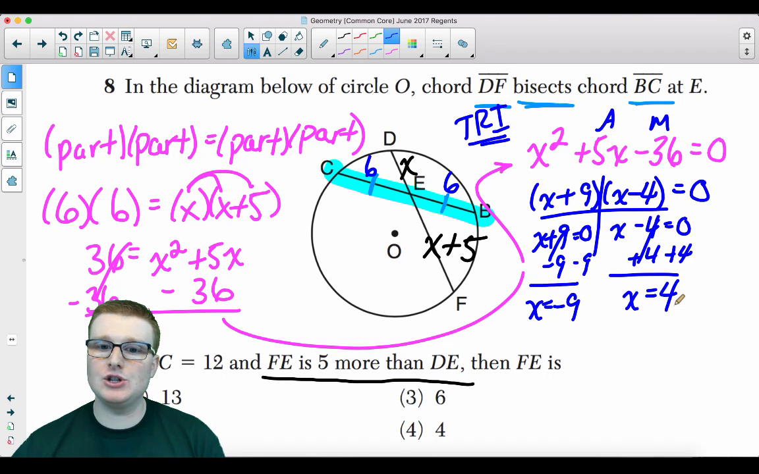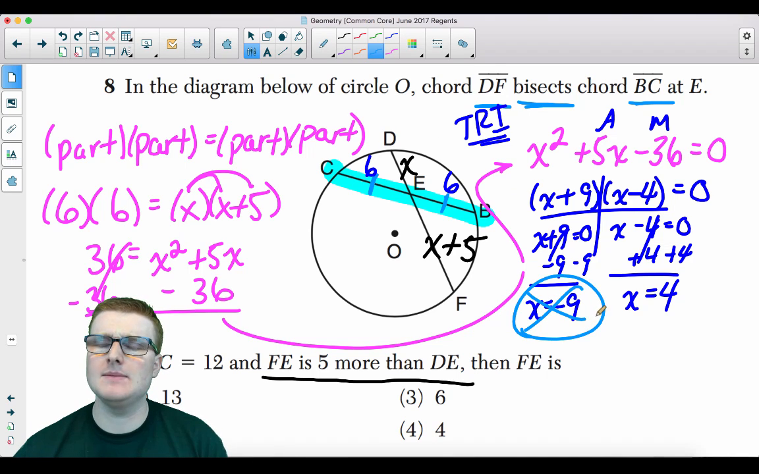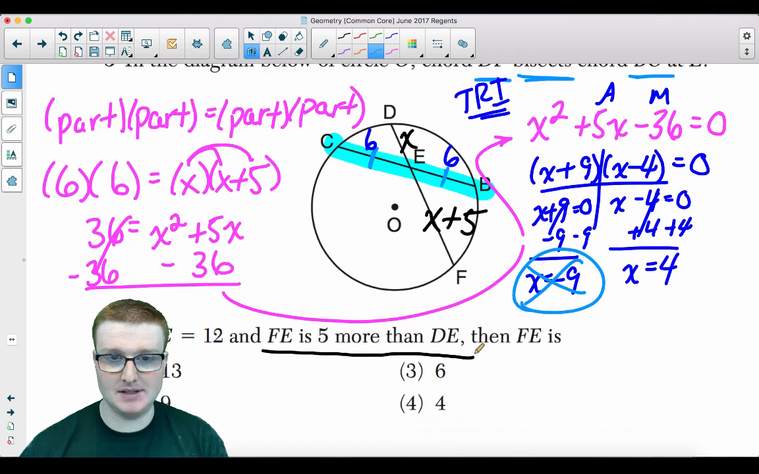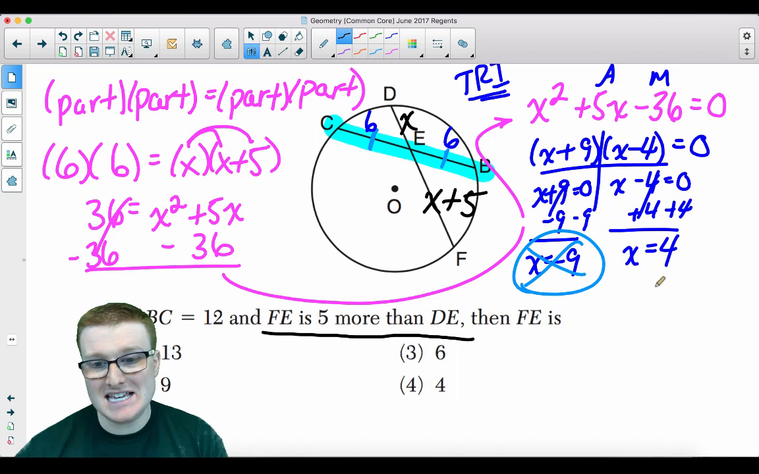Now, in algebra, you used to keep both answers. But since we are in geometry, you reject the negative 9. Why? Because you can never have a negative measurement. Can't happen.